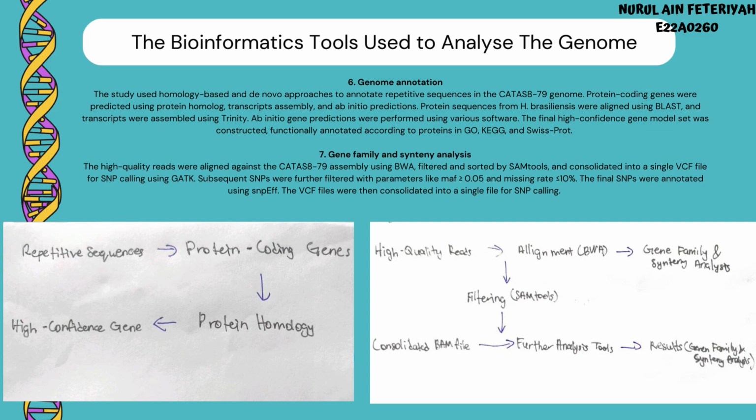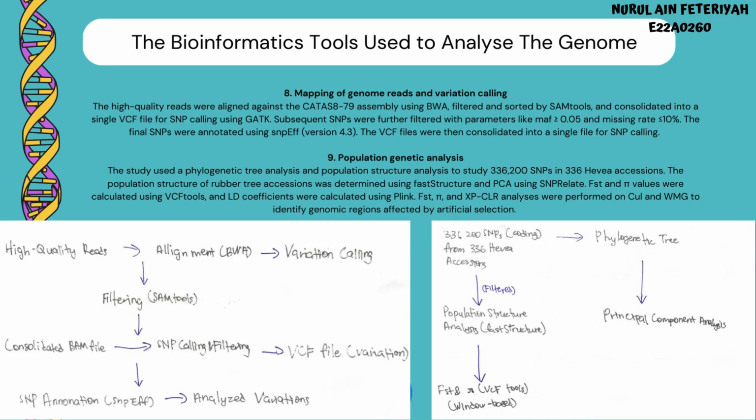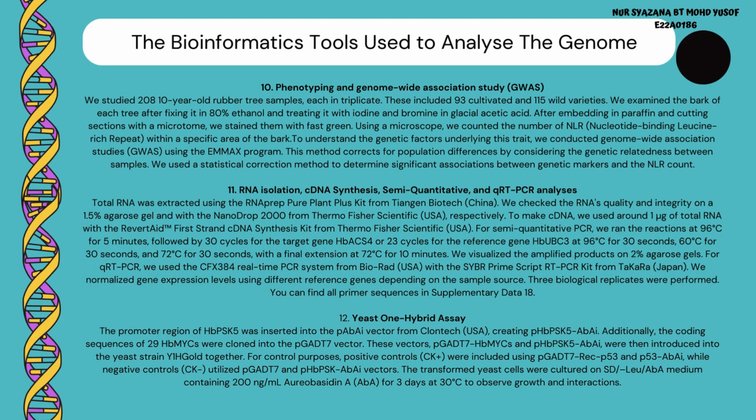The sixth one is the genome annotation, and the seventh is the gene family and synteny analysis. Eighth is the mapping of genome reads and variation calling, and then ninth is the population genetic analysis. Phenotyping and Genome-Wide Association Study (GWAS). The study was conducted on 208 10-year-old Hevea accessions, including 93 cultivated and 115 wild germplasms.